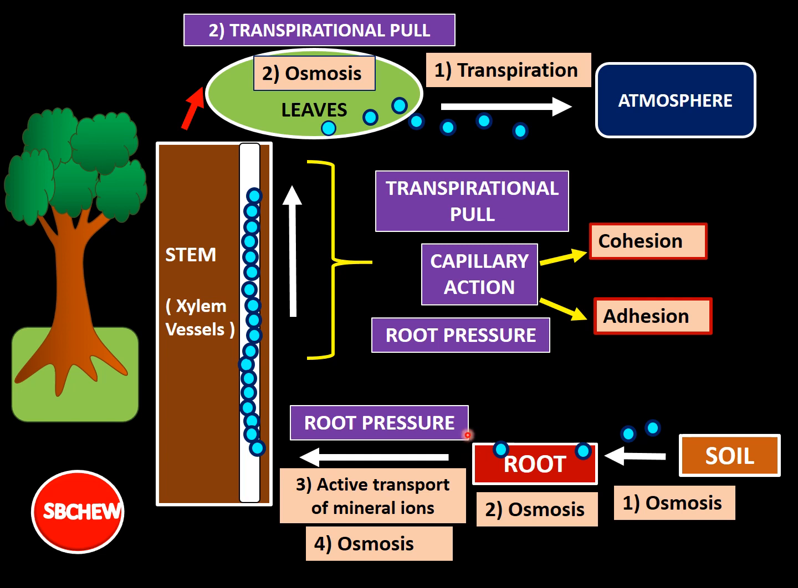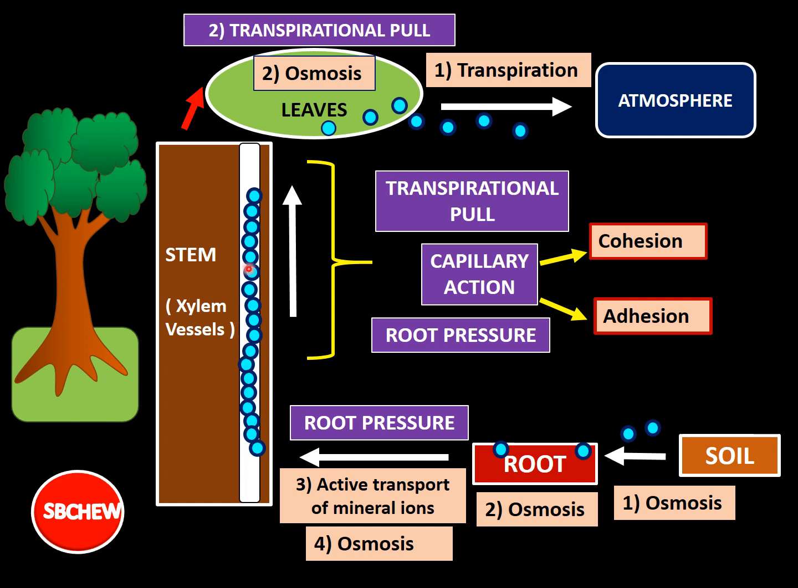At the endodermis, a force called root pressure is produced. This is caused by two processes: active transport of mineral ions and osmosis. In active transport, the endodermis will pump the ions into the xylem vessels using energy to make it hypertonic. Thus, water will diffuse into the xylem vessels by osmosis. So root pressure is caused by the active transport of mineral ions into the xylem vessels, and then osmosis, where water diffuses into the xylem vessels.